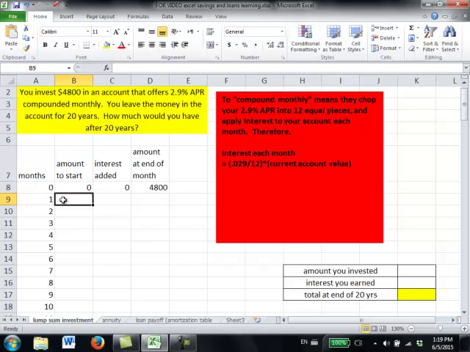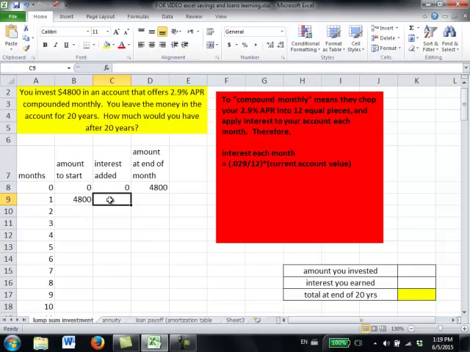What we have here is the start of month 1. At the start of month 1, this cell will equal what was in the account the end of the previous month. So this cell should equal cell D8, the amount I had in there at the end of month 0. So it equals cell D8. So when I press enter, it says indeed I have $4,800 at the start of month 1.